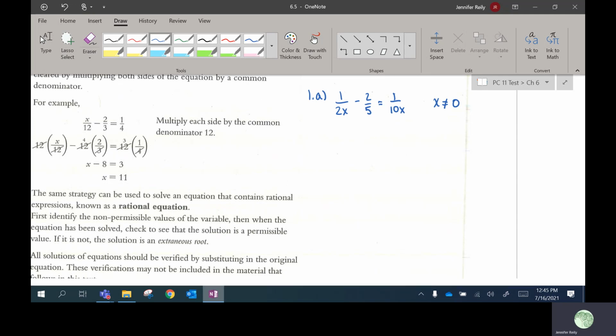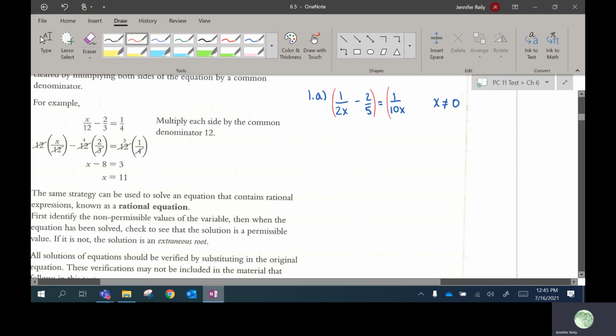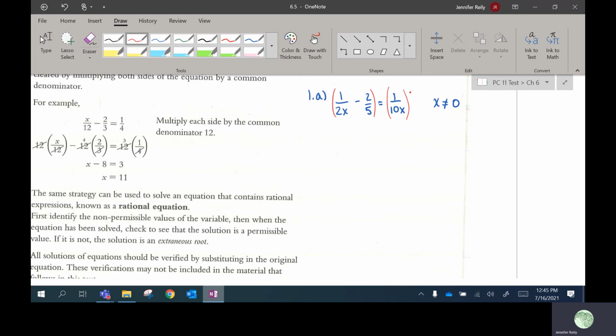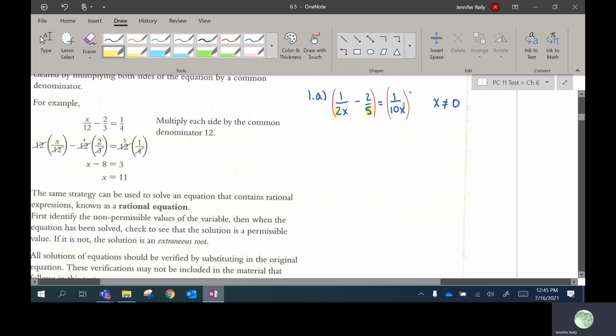Okay, so first strategy here is we're going to multiply every single term on the left and the right by something that's going to cancel out all of those denominators, every single one. So a number that 2, 5, and 10 would divide evenly into would be 10. So let's multiply every single term by 10. And let's also multiply every single term by x as well, because that's going to cancel out those x's. Okay, so let's see how that looks. So we'll have 10x over 2x. We'll have 20x over 5. I'm not canceling out just yet, just because I want to show how it works. And then on this side, I'll have 10x over 10x.